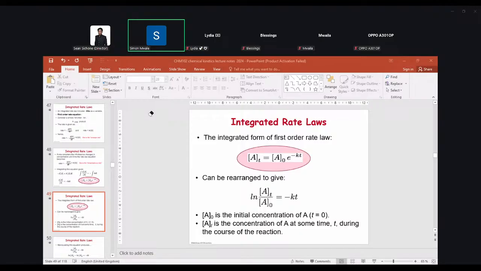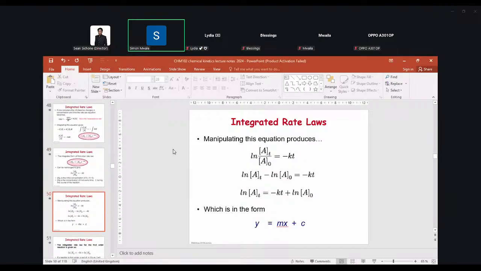Okay, so I'll give you an example so that you see how it is used. This is the integrated rate law for a first order reaction. Now, when you get this equation, it looks like an equation of a straight line. It is an equation of a straight line in the sense that I can expand this equation.